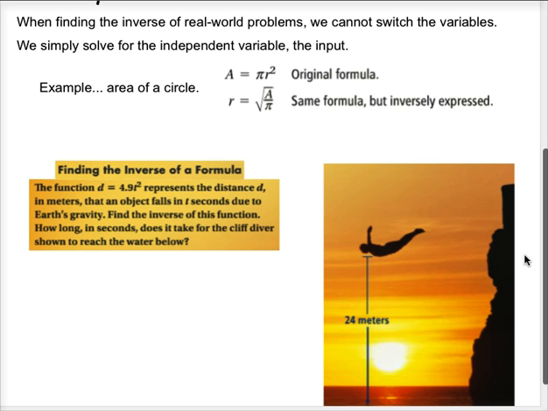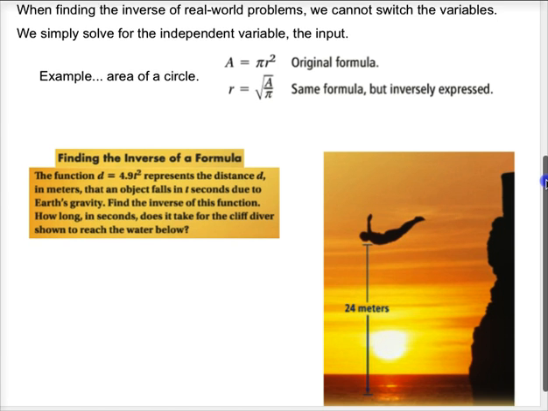The formula d equals 4.9 t squared represents the distance d in meters an object falls in t seconds due to Earth's gravity. Find the inverse of this function. How long in seconds does it take for the cliff diver, shown below, to hit the water?